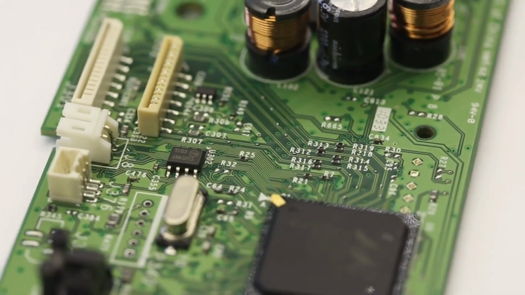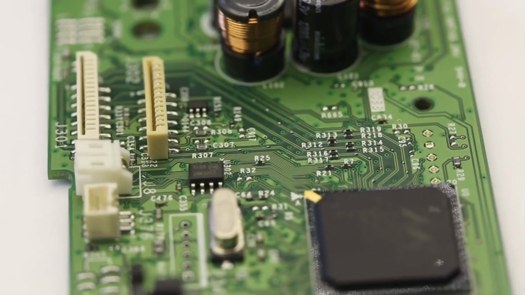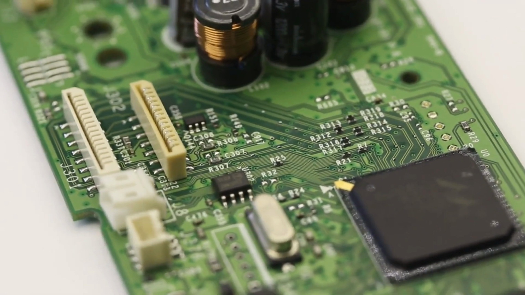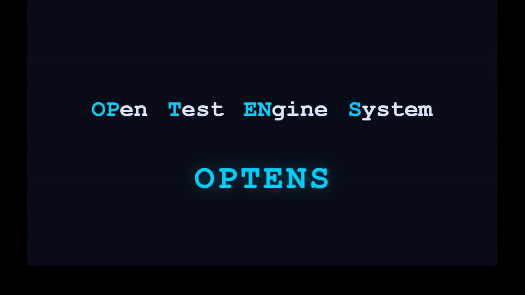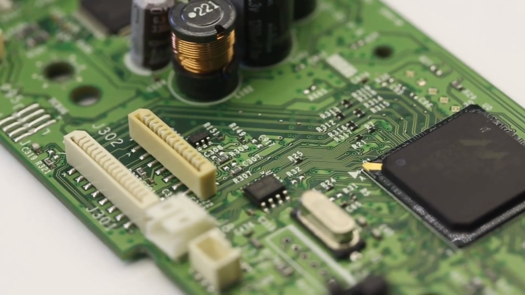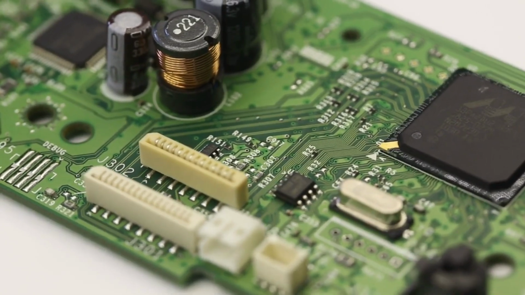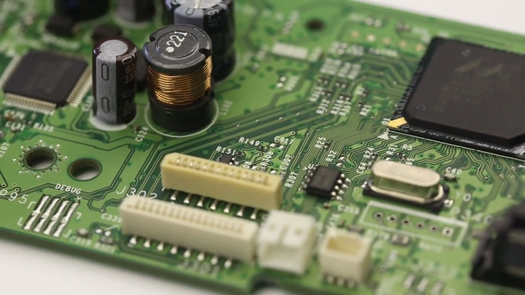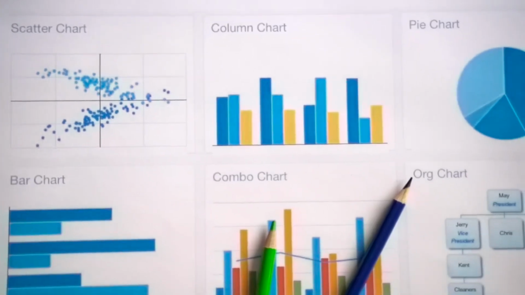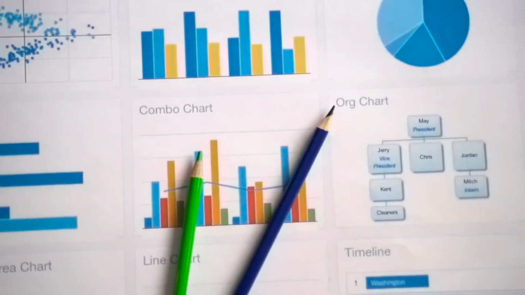First, let's take a look at what Optens actually means. It is an acronym made up of the first letters of the words Open Test Engine System. As its name suggests, this is a system whose engine is optimized for testing tasks, instrument control, report file generation, and use in a production environment.